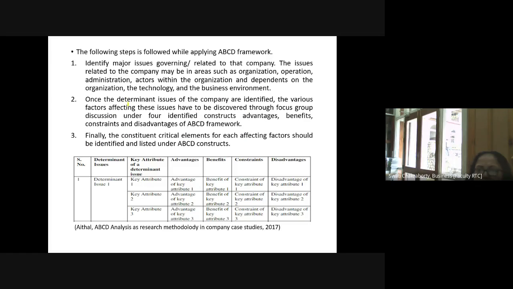So, what are the steps that you take for applying the ABCD framework? First, identify the major issues related to that company. These issues could be with regards to the organization, operation, administration, people involved in the organization, those who are dependent on the organization, technology, business environment, anything. So you need to know, right?